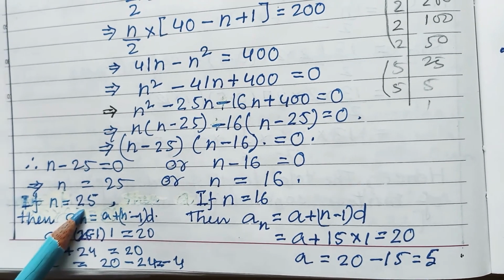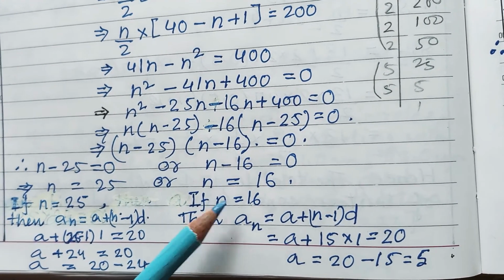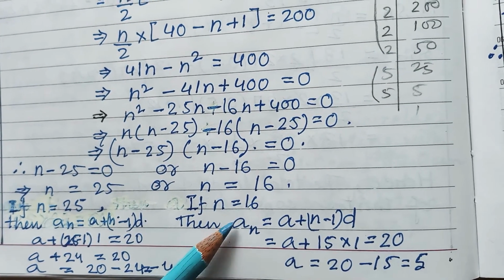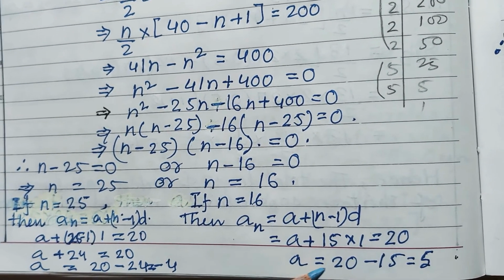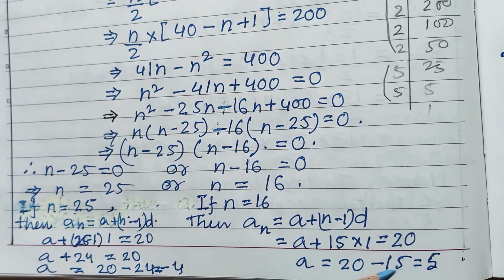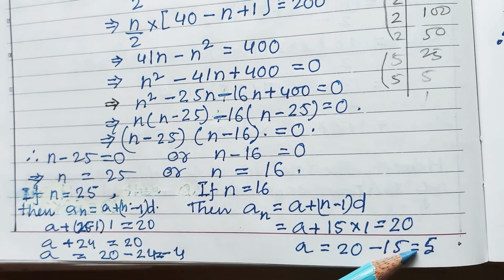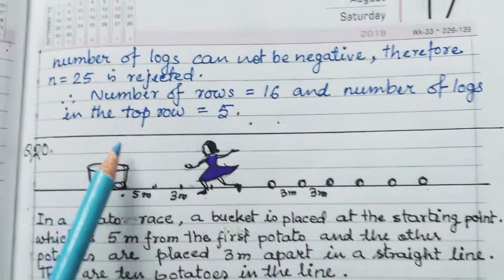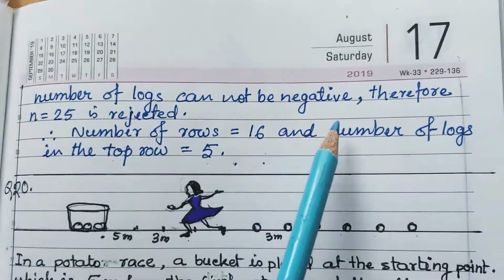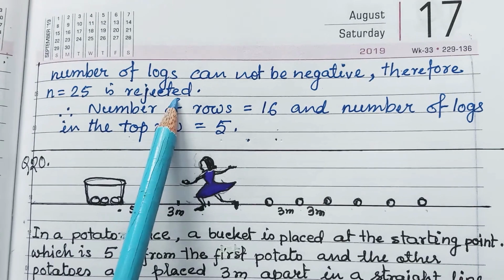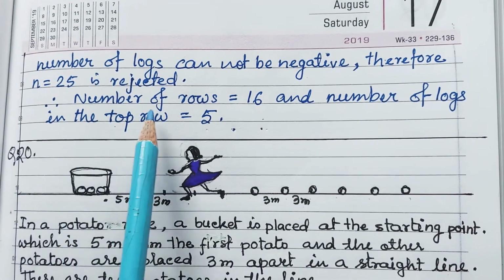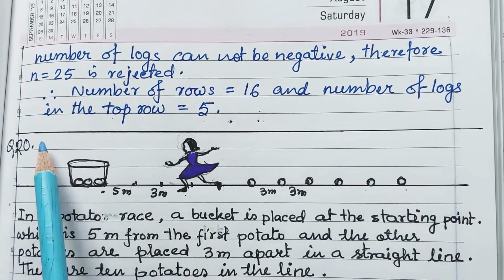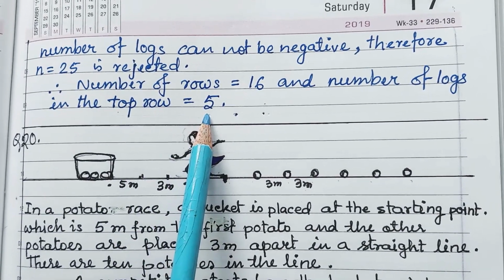We can't take it. Now if n is equal to 16, then a we have got is 5. So it is possible. In the top row there are 5 logs. So see the answer here. The number of logs cannot be negative. Therefore n equal to 25 is rejected. Now the number of rows is equal to 16 and the number of logs in the top row is 5.